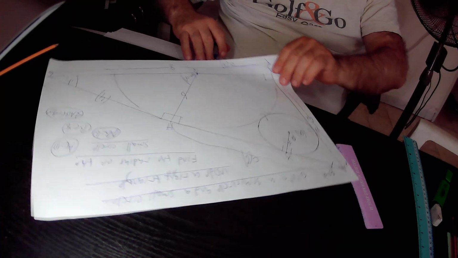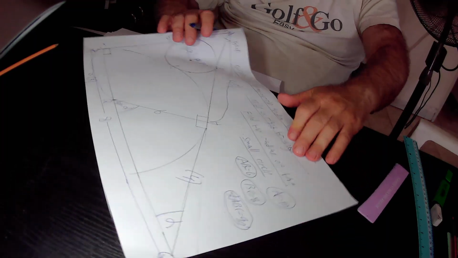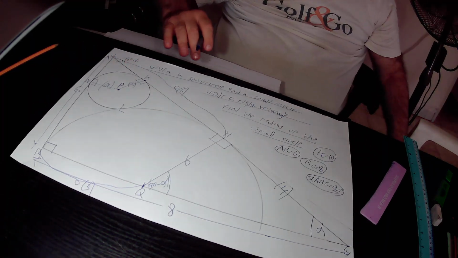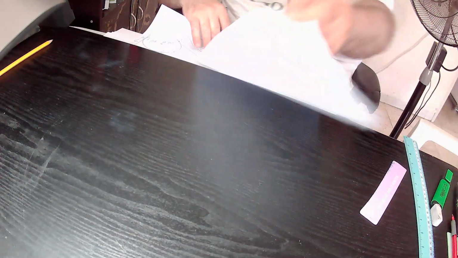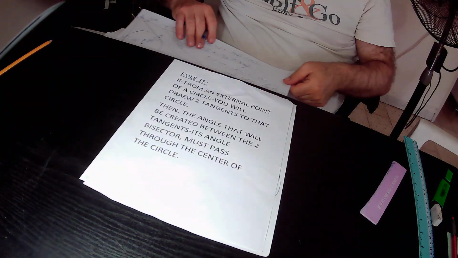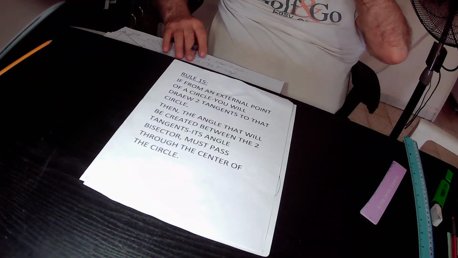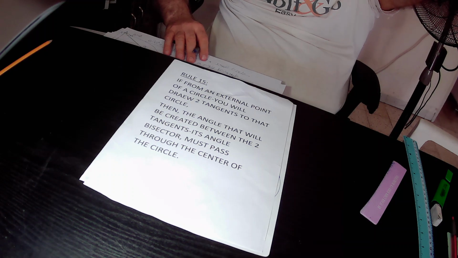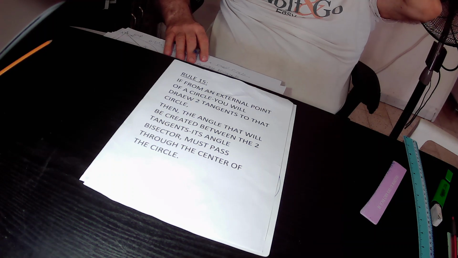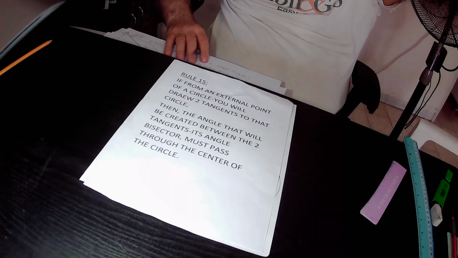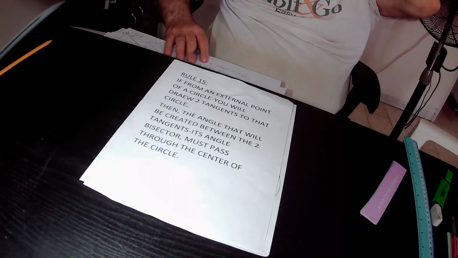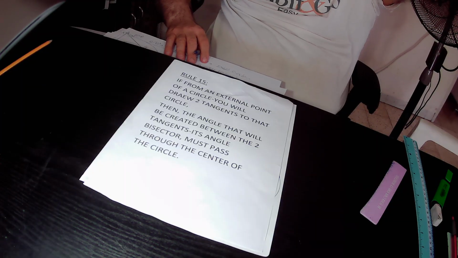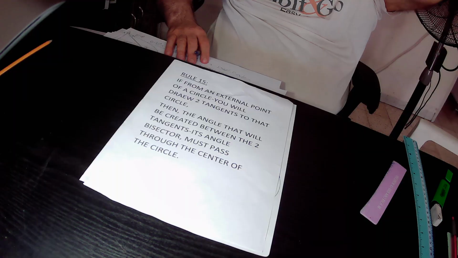In the next step, I will present to you a new rule, and we will implement the new rule in our drawing. The new rule is rule 15. According to rule 15, if from an external point of a circle you draw two tangents to that circle, then the angle that is created between the two tangents, its angle bisector must pass through the center of the circle.